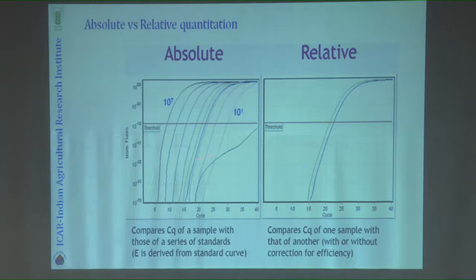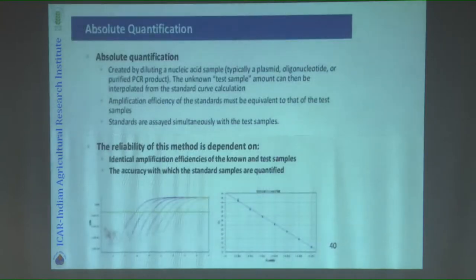Making use of this, we are able to calculate the number of copies of the DNA template you are interested in. And you can also use the relative method, where you compare the CQ of one sample with that of another, with or without correction for efficiency. That also you can do, because that's a relative method. So we have absolute quantification.